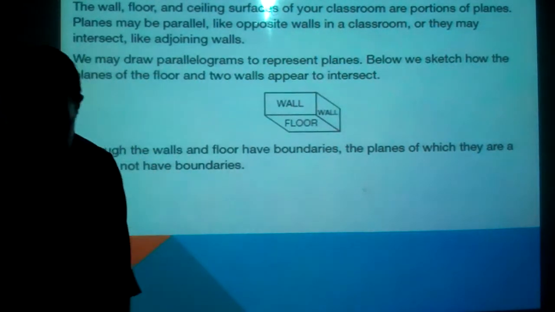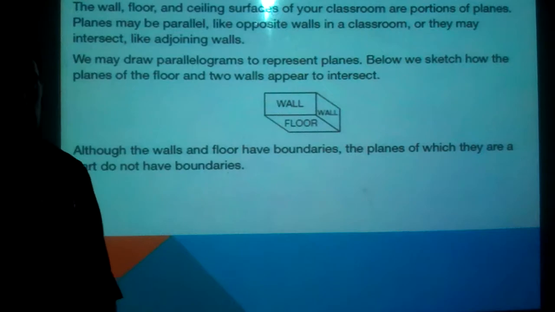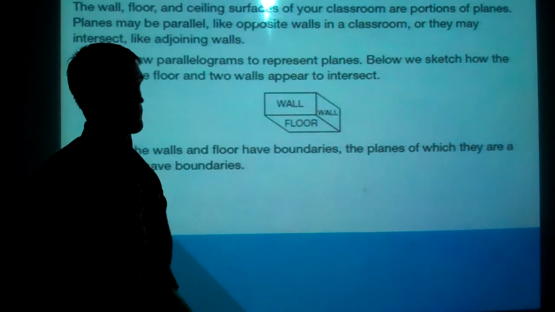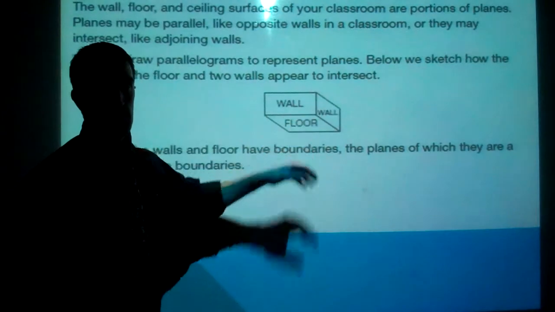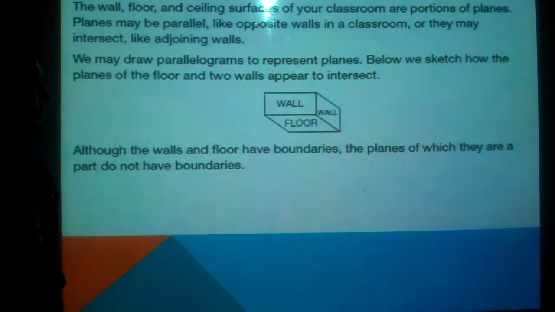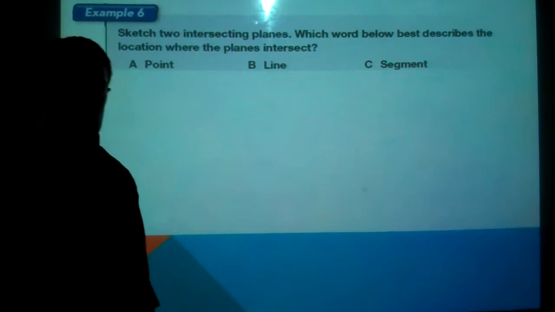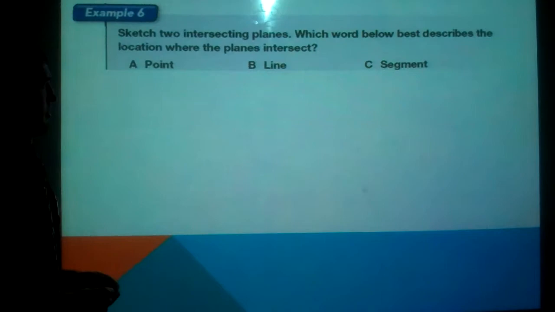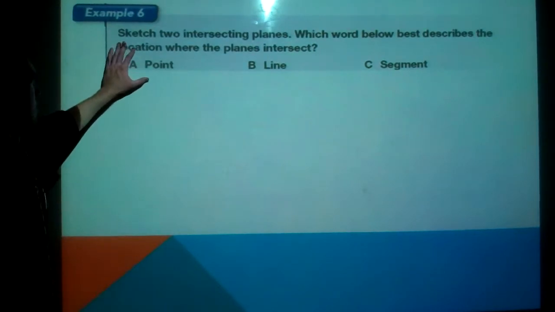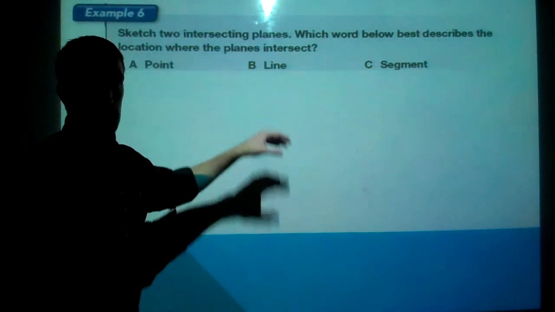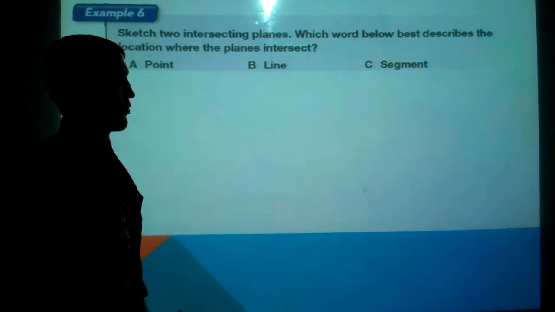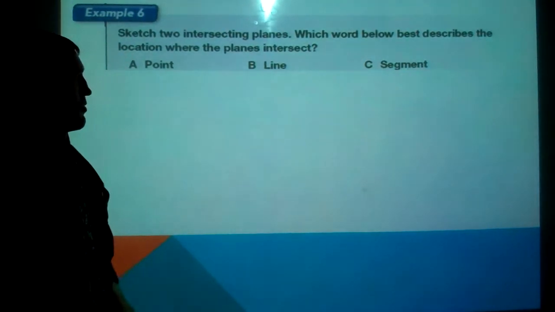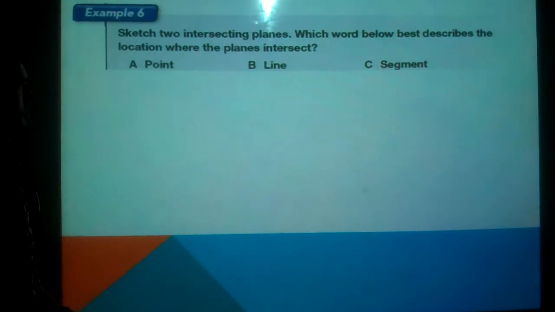We talked quickly about some three-dimensional things. Around the room, we looked at corners of the room and things like that, where we'd have walls and floors meeting each other. And I presented this question at the end of class, and I was able to show some of my artistic abilities, whatever they may be. It says sketch two intersecting planes, and remember planes go on forever, so we got to keep that in mind. Which word below best describes the location where the lines intersect?